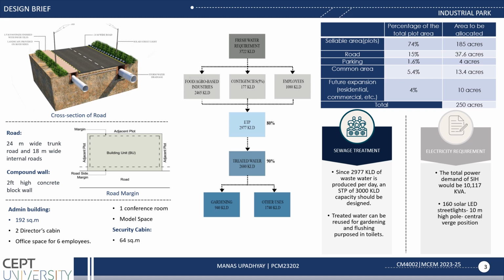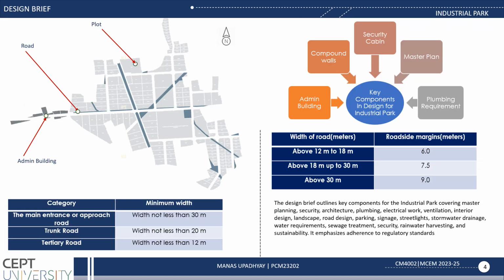For the electricity requirement, there are a total of 160 plots with 160 street lights and 10-meter high pole center wire position. This is the master layout of our industrial park, showing the different varying sizes of the plots, roads and the entrance gate position. It shows the admin building, and this is the gardening position of our industrial park.